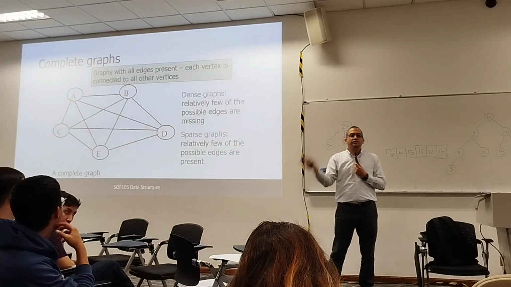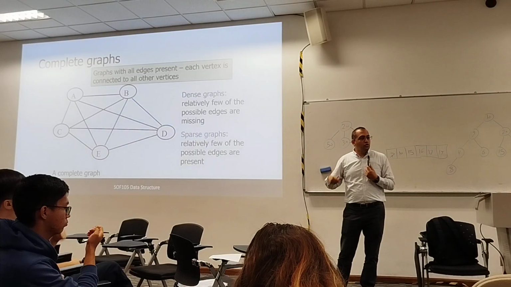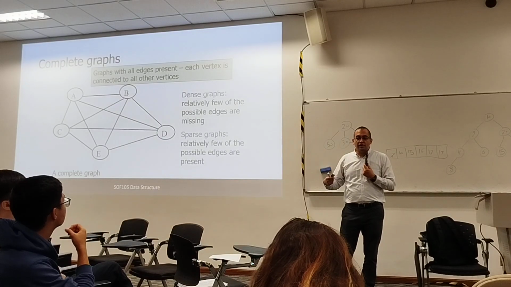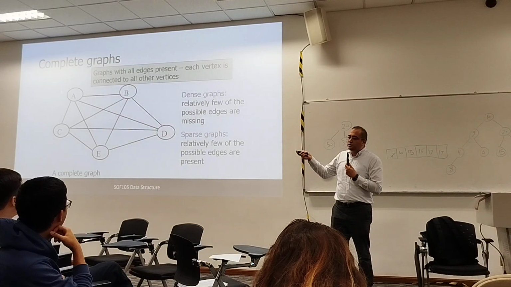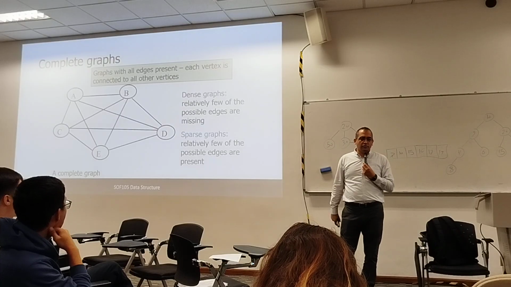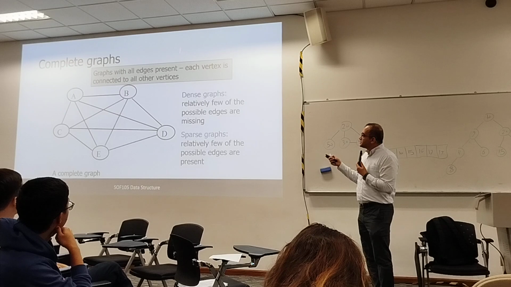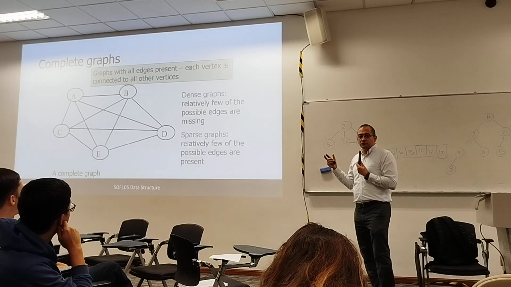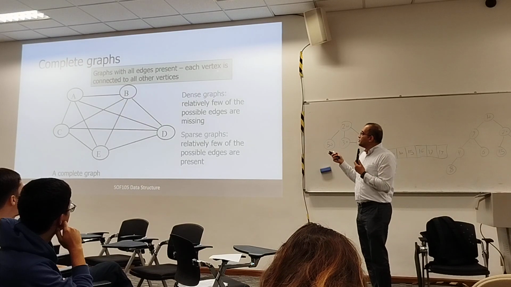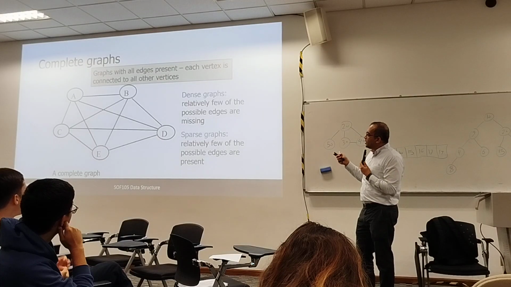I don't have to draw two edges. If I want to do complete undirected, directed, that means I need to put two edges, A to B and B to A as well. But for now, a complete graph means a graph with all edges present. All possible edges are there, okay? Then each vertex is connected to all other vertices.